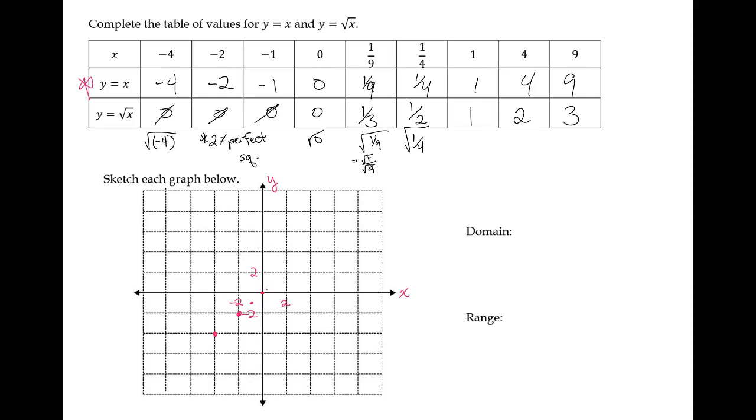A ninth and a ninth would be pretty close. A quarter and a quarter would also be pretty close. And we get 1, right, it's up by 2, so a ninth and a quarter would be very, very close. So 1 and 1 is there. 4 and 4 is here, and 9 and 9 would be here. And so again, we get that kind of linear relation of y equals x.